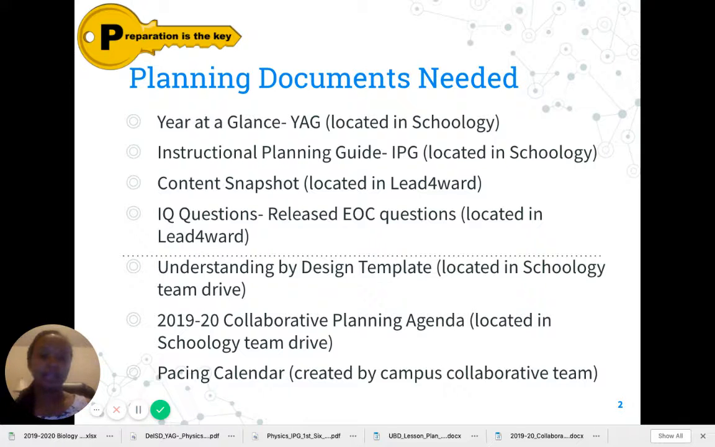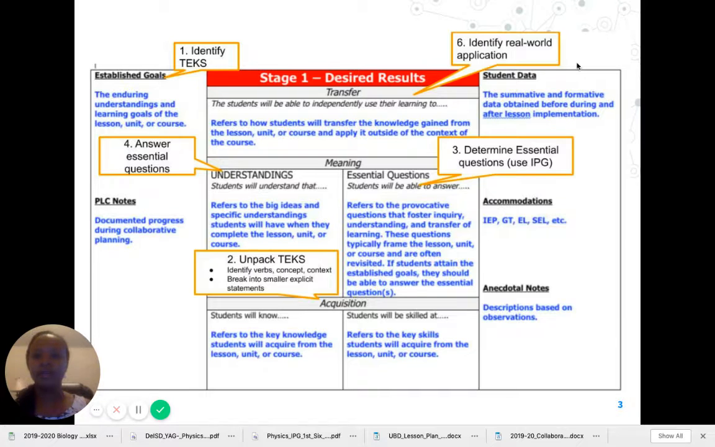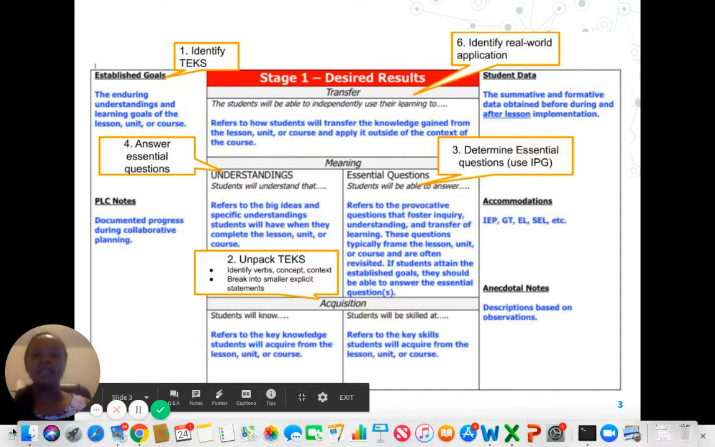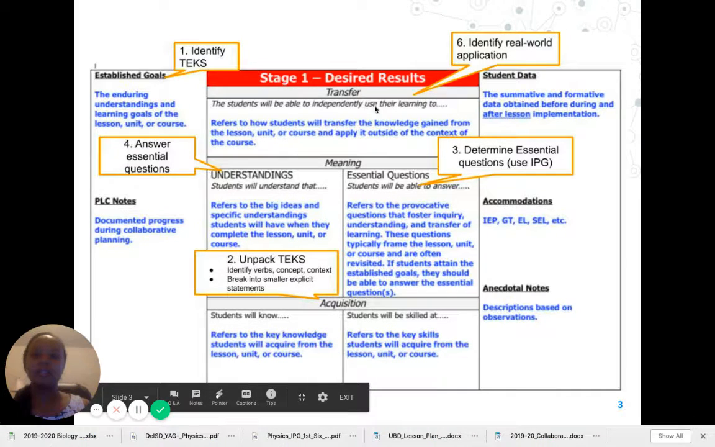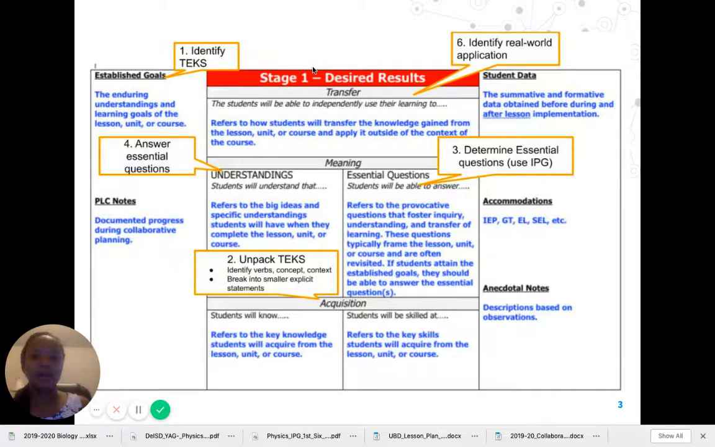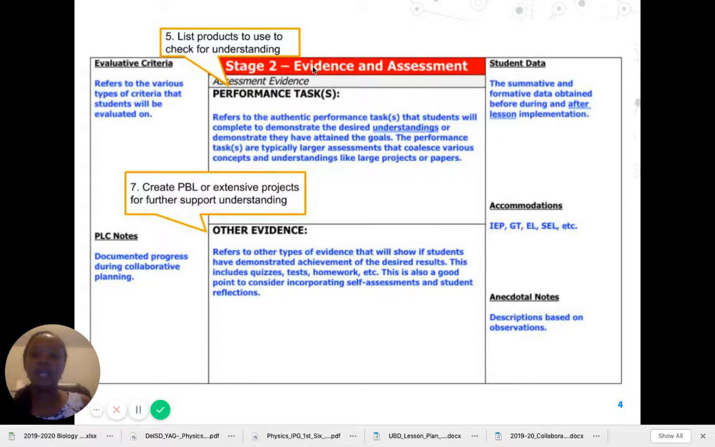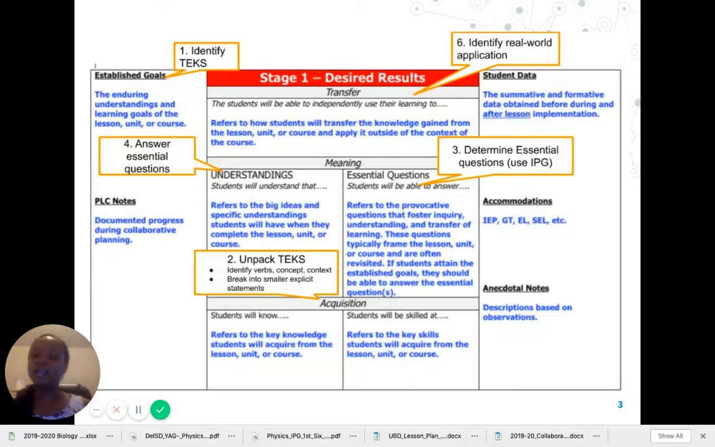Okay, so we have a number of documents, and what we're going to do is utilize this UbD and create a lesson. So here's how the UbD looks. The UbD is situated with different stages. You have stage 1, you have stage 2, and stage 3 is where you actually put your day-to-day instruction, and I'll show you that later.